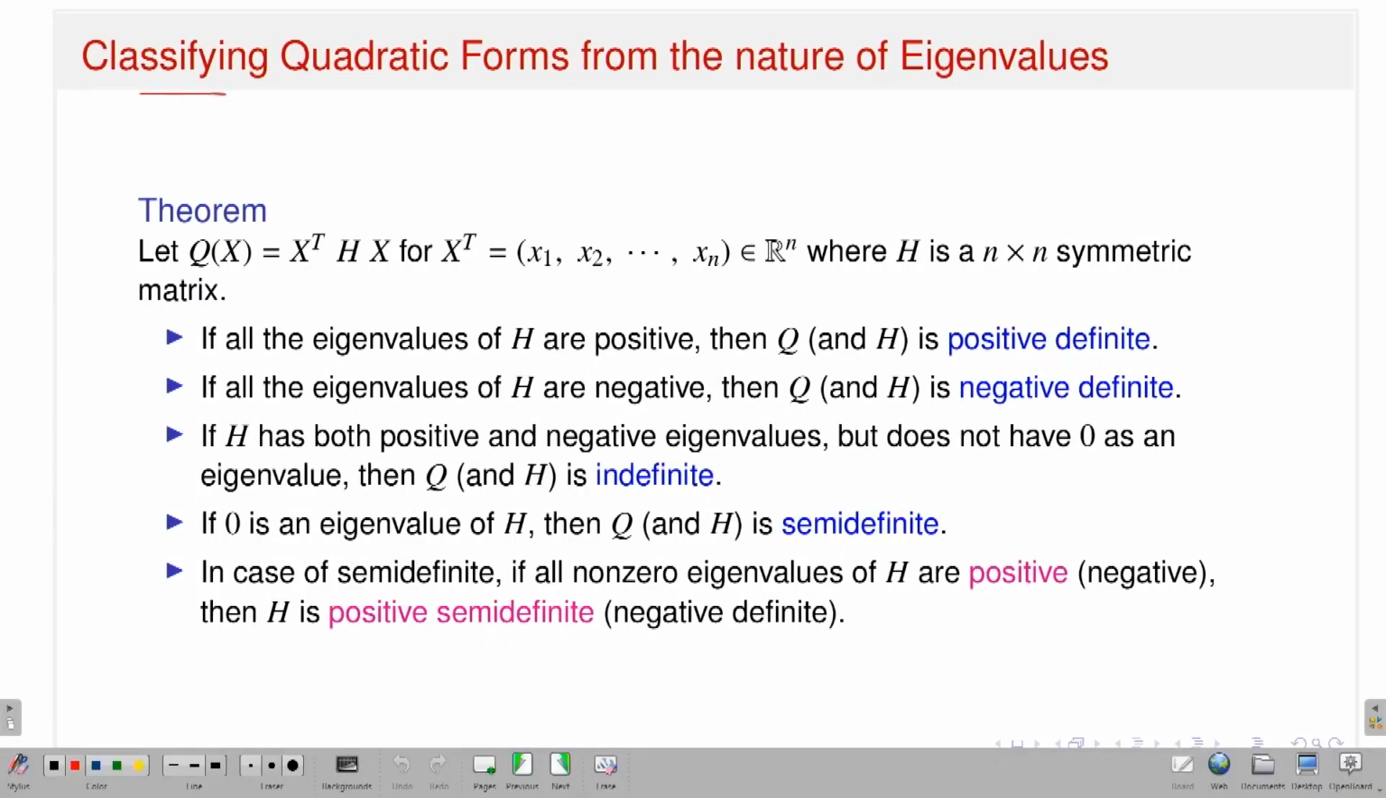Now, as I promised, I will classify quadratic forms in terms of the nature of the eigenvalues, because a symmetric matrix is associated with the quadratic form. That is the title I have written: classifying quadratic forms from the nature of eigenvalues. So what is my quadratic form?